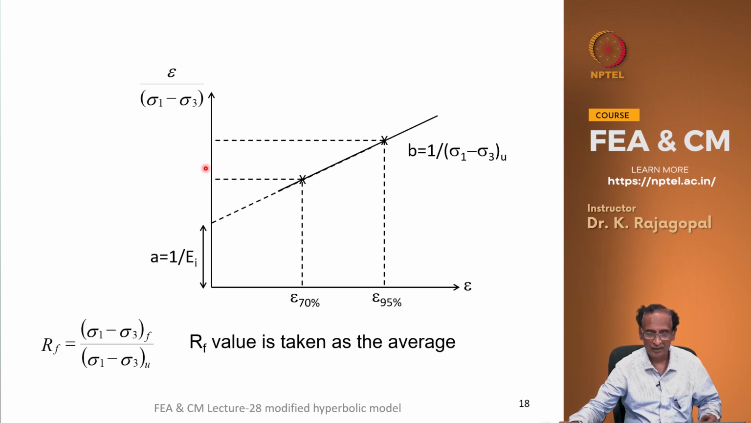And then we can plot a graph between epsilon and epsilon by sigma 1 minus sigma 3, and then get the intercept and the slope, and the intercept is 1 by Ei and b is the reciprocal of the ultimate stress, and Rf is sigma 1 minus sigma 3 f by sigma 1 minus sigma 3 ultimate. Okay, that is this b.